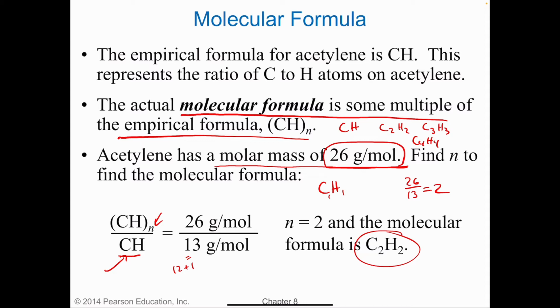Let's say that the molar mass was 52 grams per mole. That means we would want to do 52 divided by 13, and our multiplier would be 4, which means that the formula would be C4H4. Now that's not a real molecule, but that's just an example of how it would work if you had a different molar mass. C4H4, I just made that up.